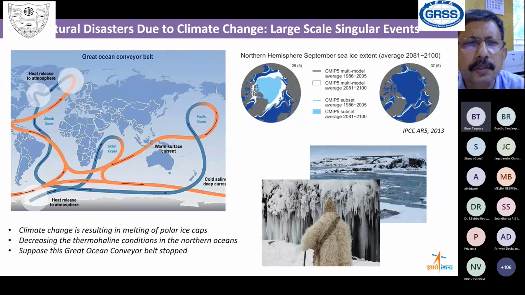There is another aspect of climate change, which actually we ignore a lot. It's basically the large-scale singular events. It has been predicted by the IPCC that the northern hemisphere sea ice extent is going to disappear by 2100. So once this event happens, then what is the impact?